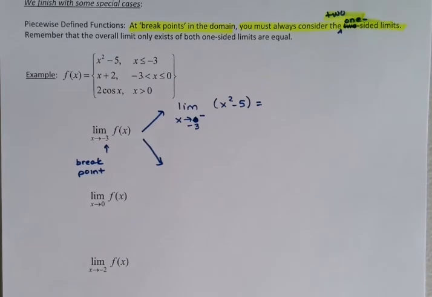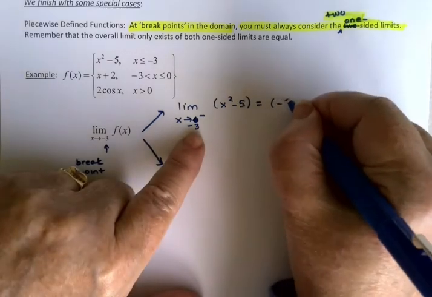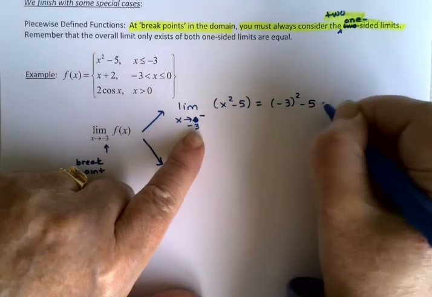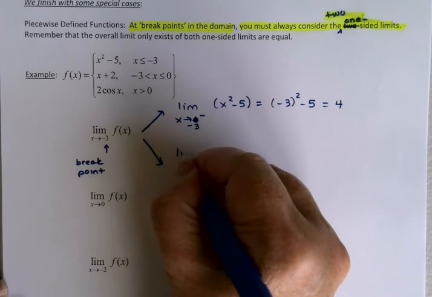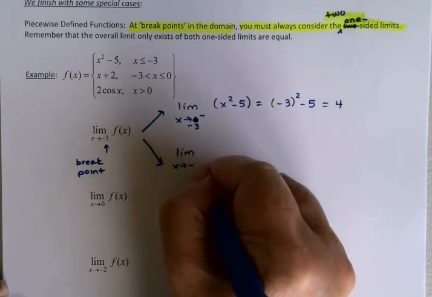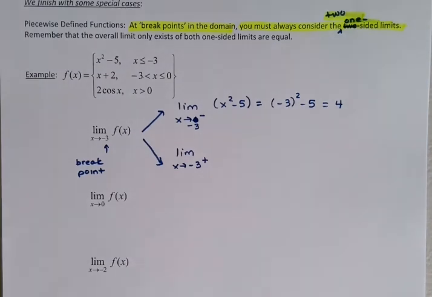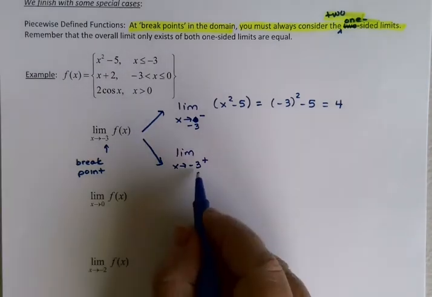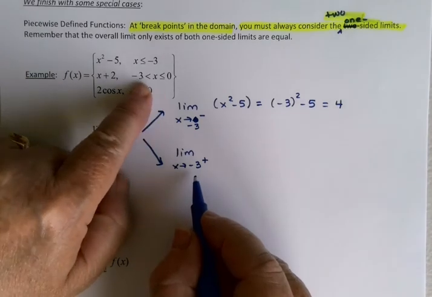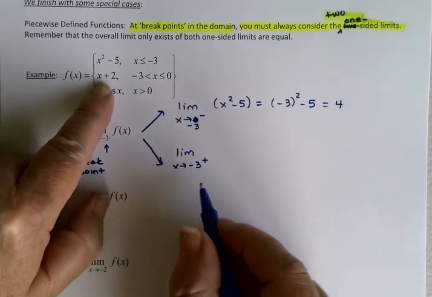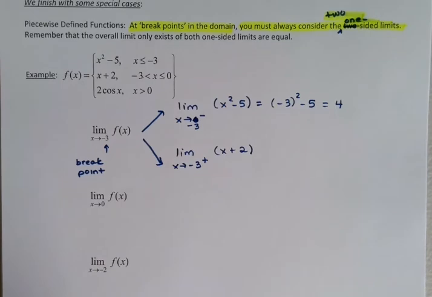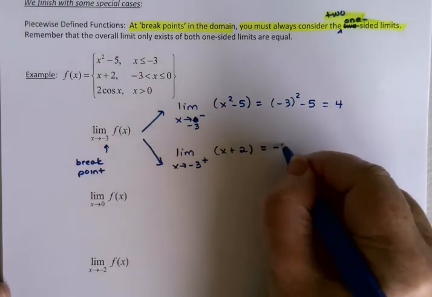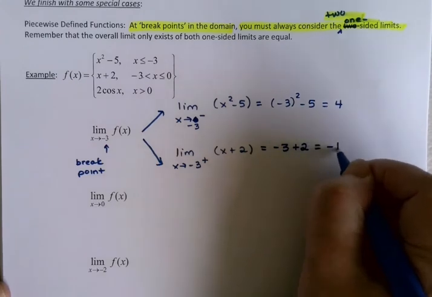And remember, you always try plugging in first, direct substitution, and that's not going to be a problem, right? If you plug in -3, you're just going to get 9 minus 5, or 4. No problem. Now let's also find the limit as x approaches -3 from the right. If we're approaching from the right, we'd have x's that are bigger than -3, so we'd be using the x plus 2 as our expression. And once again, we're just going to plug into that. -3 plus 2 is -1.